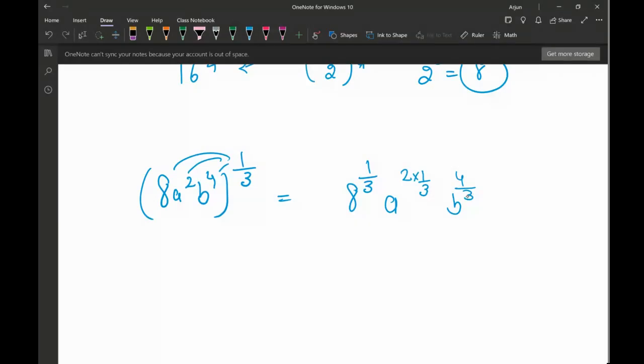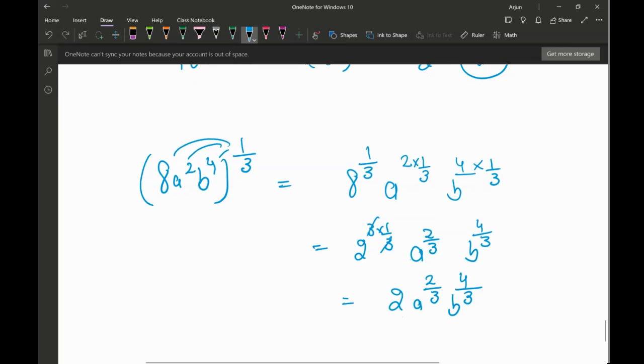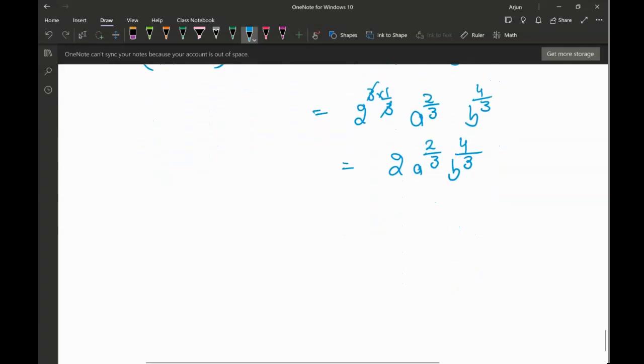And you can also write it as times 1 over 3. So 8 to the 1 over 3 will become 2 to the power of 3 times 1 over 3, and a to the power of 2 over 3, you cannot do anything about it, b to the power of 4 over 3. So this will cancel out, 2a to the power of 2 over 3, b to the power of 4 over 3. That will be your final answer for this question.